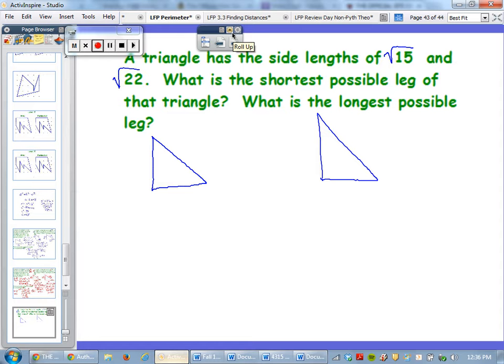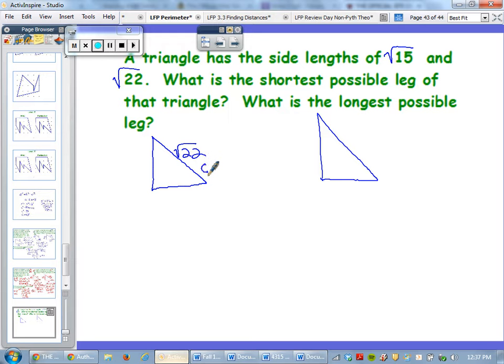Alright, so if they're asking us for the shortest possible leg first, that means one of our legs, one of our side lengths has to be the longest. And in a right triangle, the hypotenuse is always the longest. So, of the two numbers we have, the square root of 22 is bigger. So that's going to be my hypotenuse. It has to be my hypotenuse.